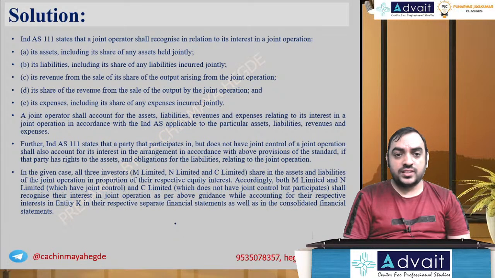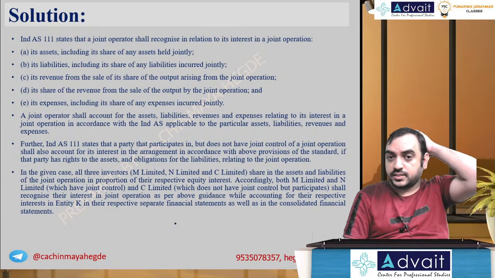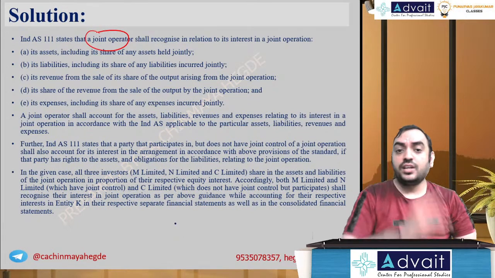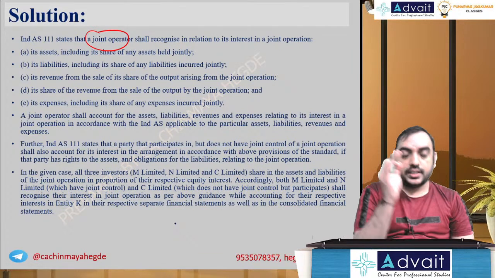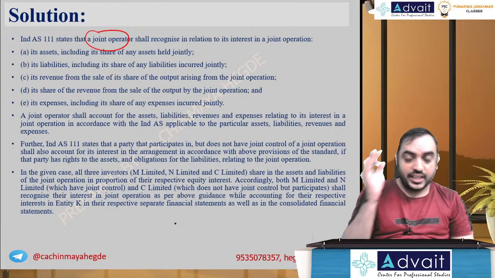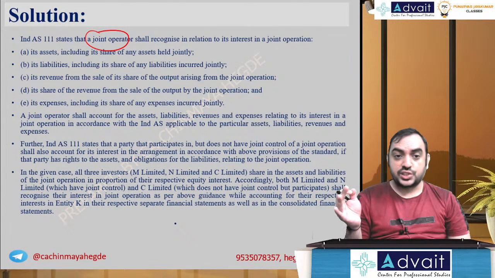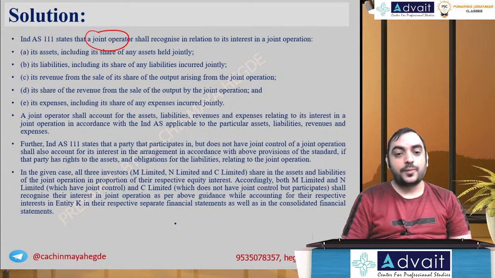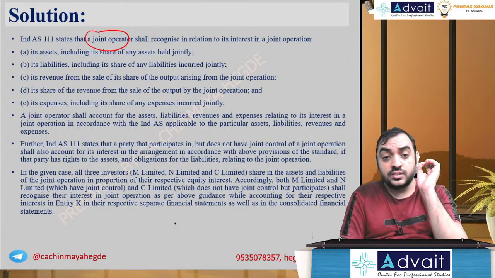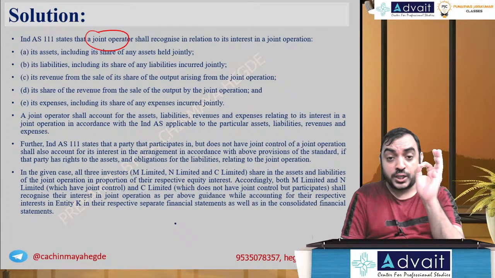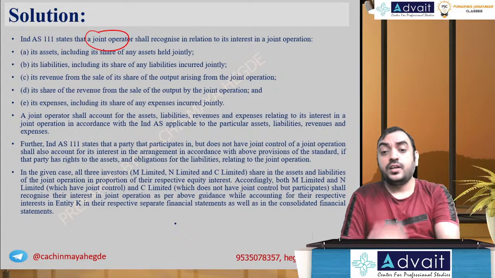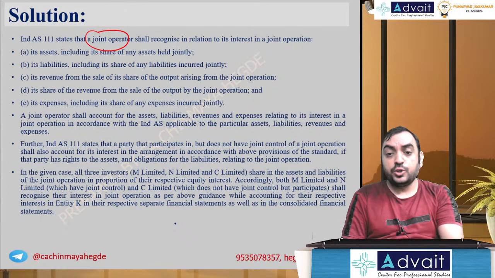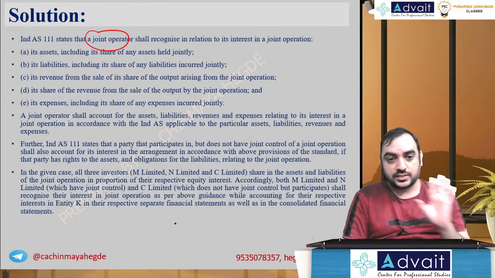Ind AS 111 states that a joint operator shall recognize, in relation to its interest in a joint operation, assets including its share, liabilities including its share, revenue including its share of revenue from the sale of output, and its expenses including its share. A joint operator shall account for the assets, liabilities, revenue and expenses relating to its interest in the joint operation in accordance with the Ind AS applicable to the particular assets, liabilities, revenue and expenses.